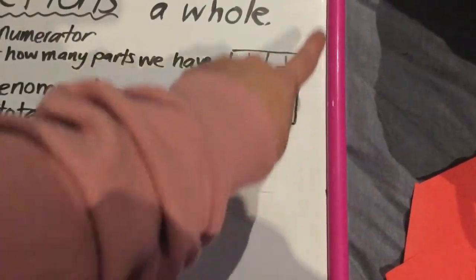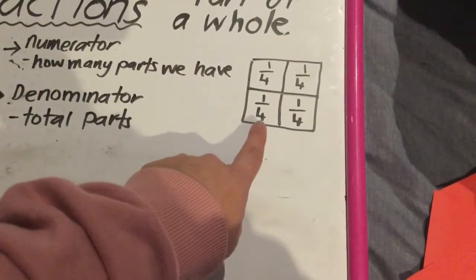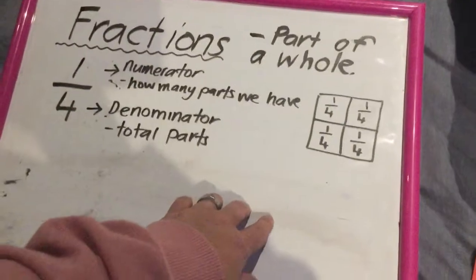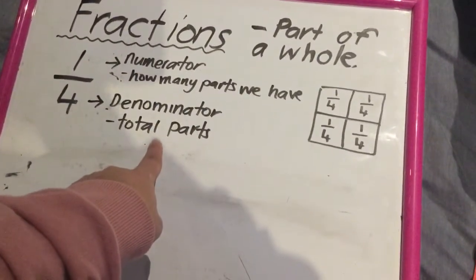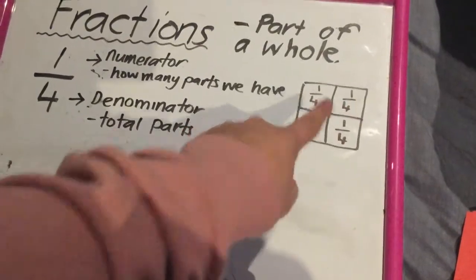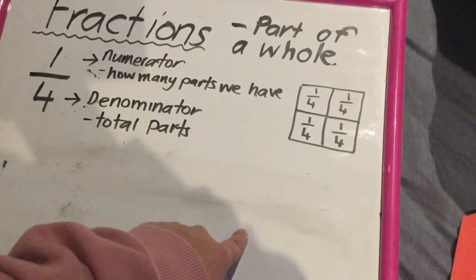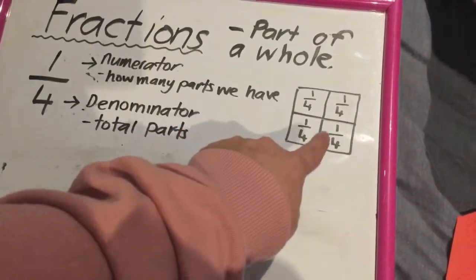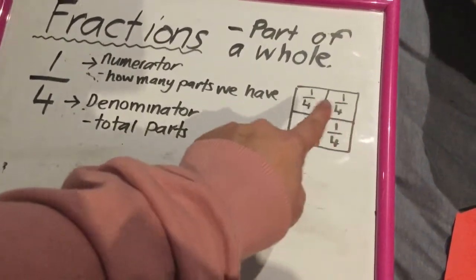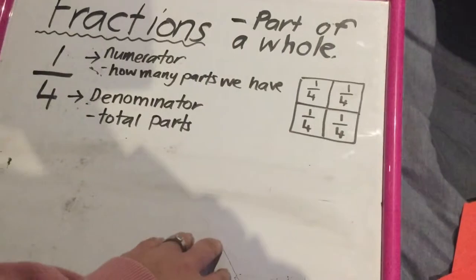Okay, so the square or the box is split into 4 parts. So if we look, the denominator tells us how many total parts there are, and that's 4. Okay, because the box is split into 4 bits, and then one of these bits, there is only one of them, but all together we've got 4 of them because 4 of them make up one whole.